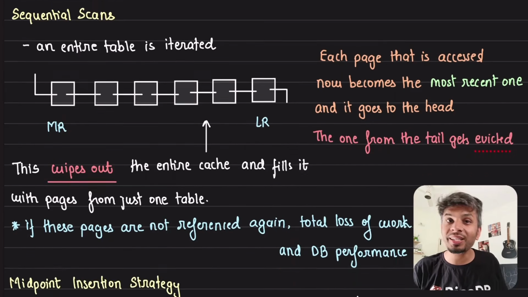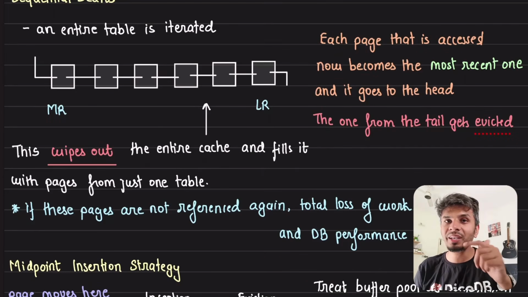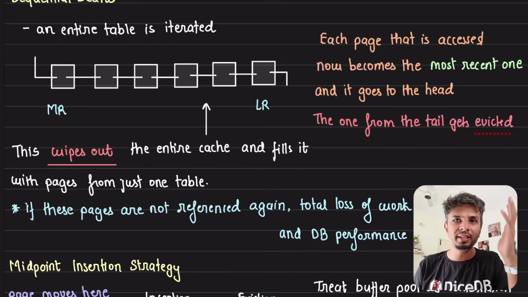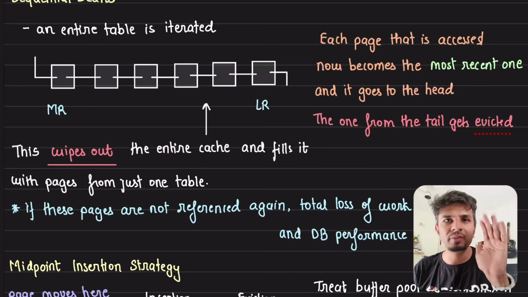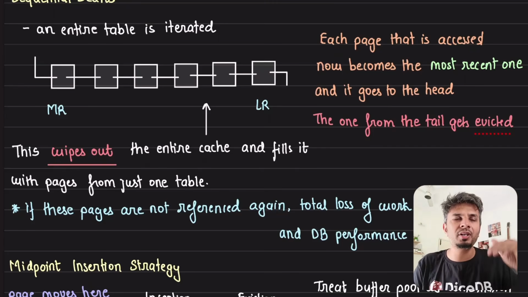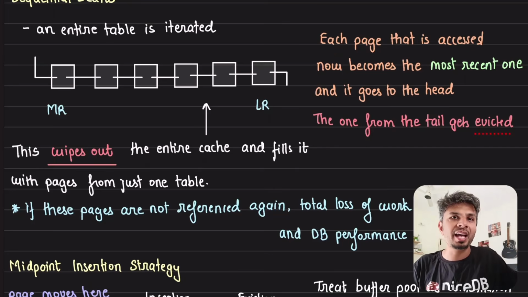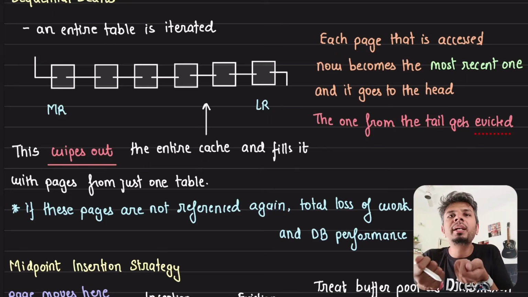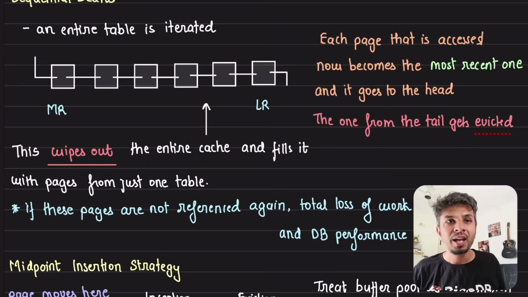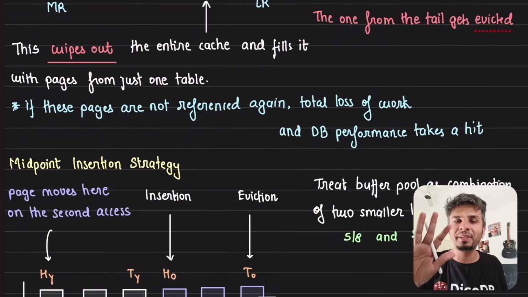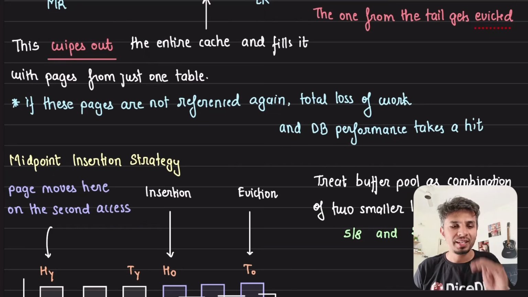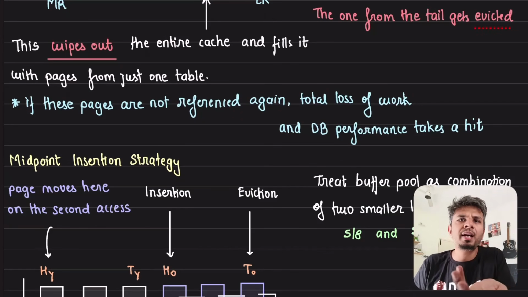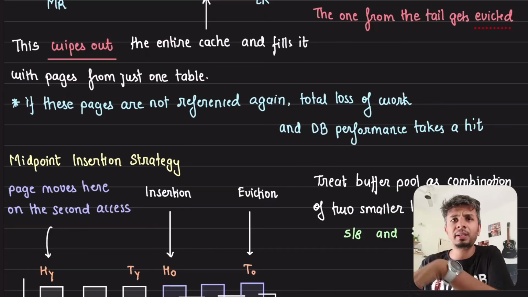Then once you iterate the table, what you would eventually find out is that that entire cache, this entire doubly linked list, is wiped out. Actually it's still there, but your entire existing cache gets wiped out and it's filled with the pages from this one table that you just iterated. Now imagine that this table is never refreshed again. These pages that have just been added to the cache are never referenced again, because you were iterating through the entire table, dumping it to the disk.